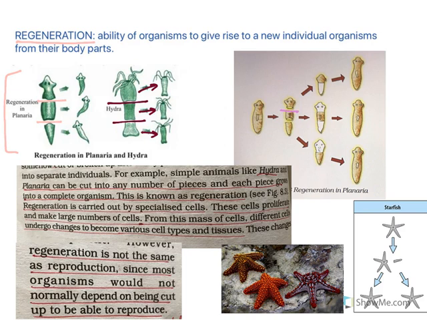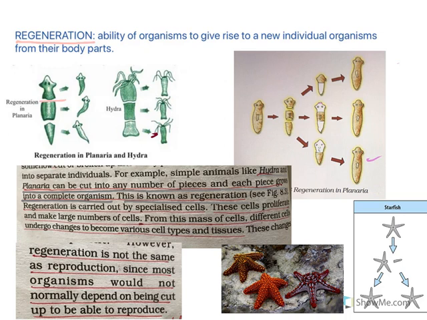So here you have planaria, which is cut into 3 bits, and each of these bits then develops the missing parts. Have you seen? Here the missing parts. Each bit develops some missing parts, giving rise to 3 planaria. Starfish also reproduces by the method of regeneration. Now this is a little note from your textbook. Hydra and planaria can be cut into any number of pieces, and each piece grows into a complete organism. This is known as regeneration.